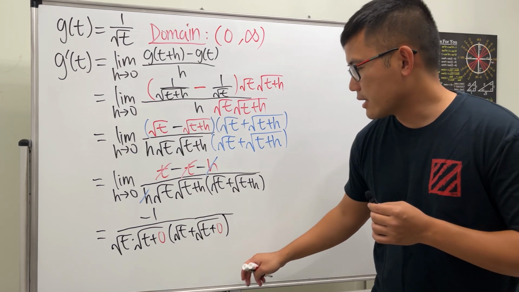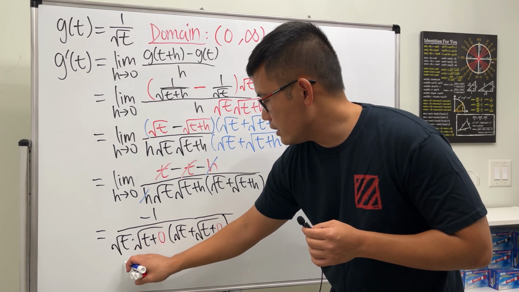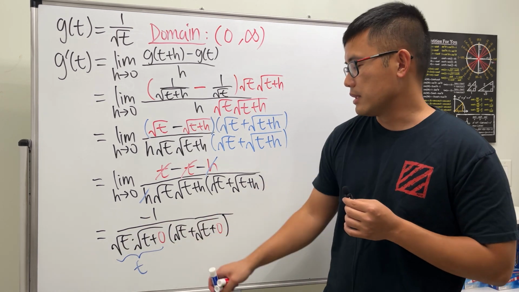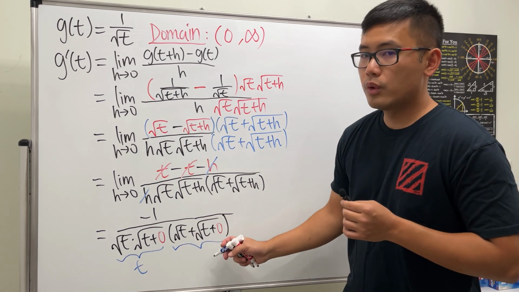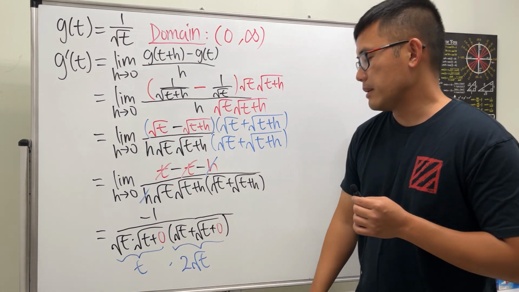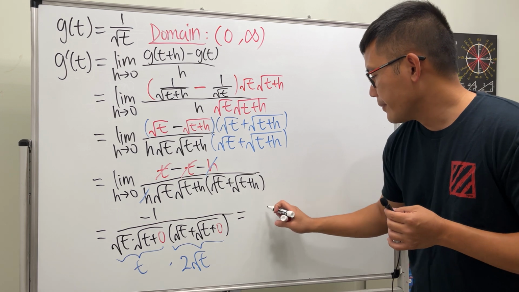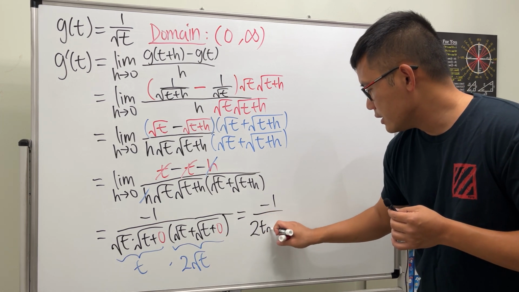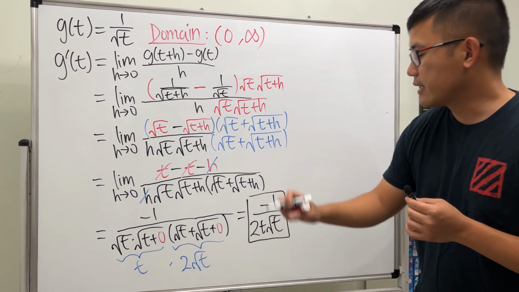So finally, what exactly do we get? Well, this is square root of t and this is square root of t, right? So together, this is just a t. Square root of t times square root of t is just a t. And then this right here is square root of t plus square root of t, so it's 2 square root of t. And we're just multiplying them like that. So finally, you can just leave the answer like this. You can write it as negative 1 over 2 t square root of t. This is a perfectly okay answer. And just leave it like that.